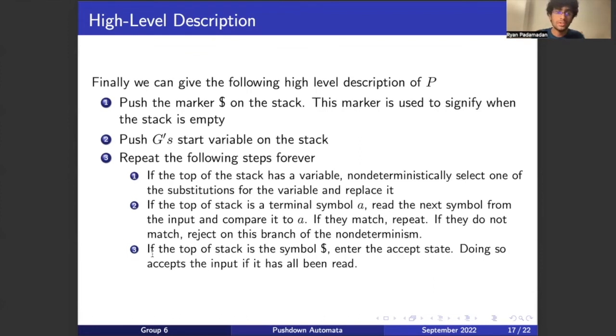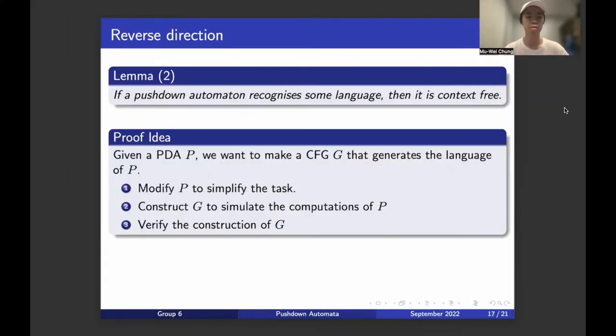And now I'd like to pass it on to Mu Wei. Now we prove the reverse direction of the theorem, which is if a pushdown automaton recognizes some language, then it is context-free. Here's our proof idea.